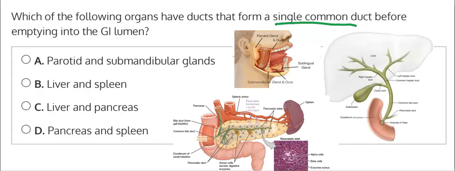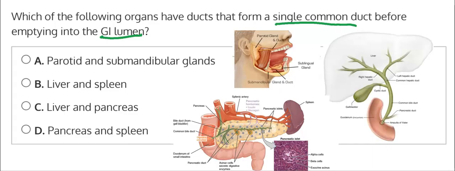And then once it's in its own duct, its own opening, it then empties into a new opening for the GI lumen, or the gastrointestinal system. So it goes from one duct to another, and that second duct is within the GI system. So, looking at the choices, there's some organs that repeat.